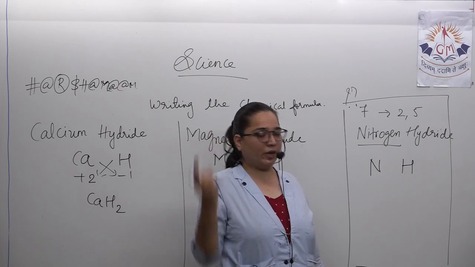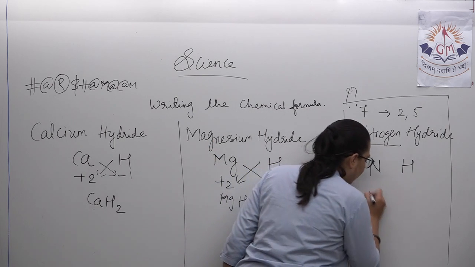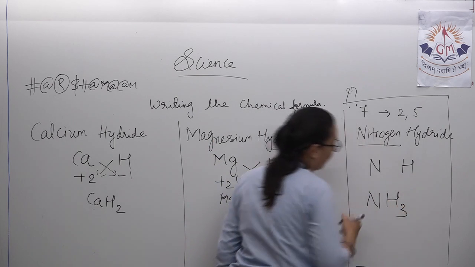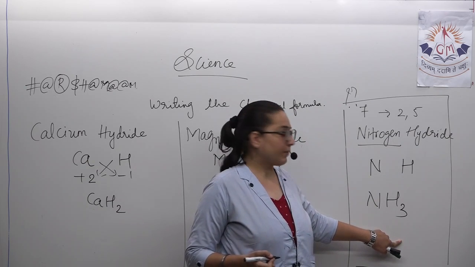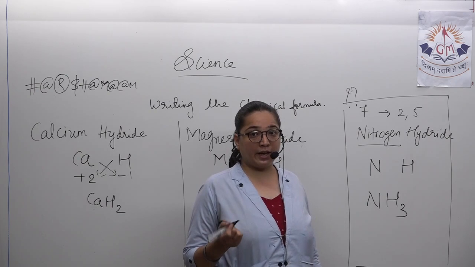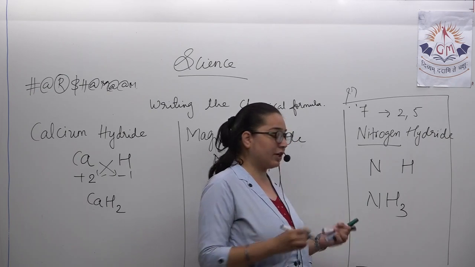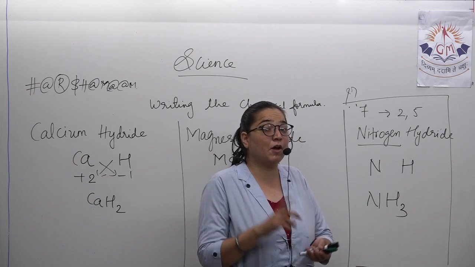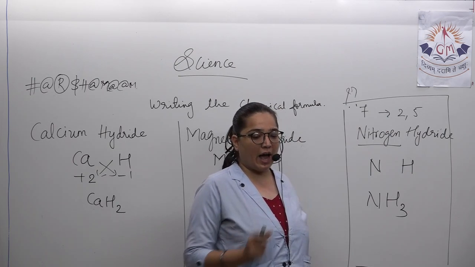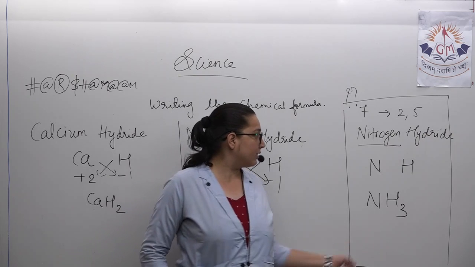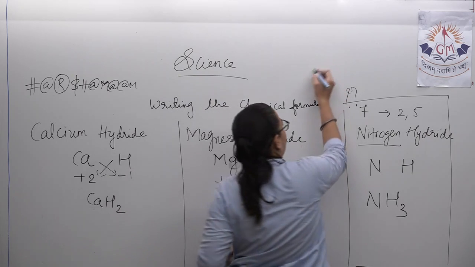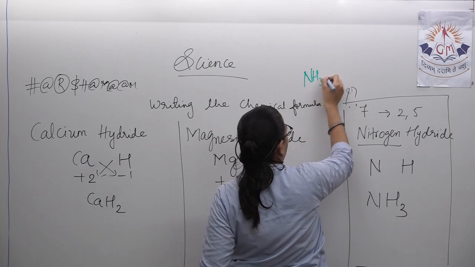Just try to recall. Do you know this chemical? Have you ever seen this chemical formula? NH3. Now you might be thinking, yes, you have already seen this particular chemical formula. This is chemical formula of which particular compound? Okay, I will answer it at the end of this topic. NH3.